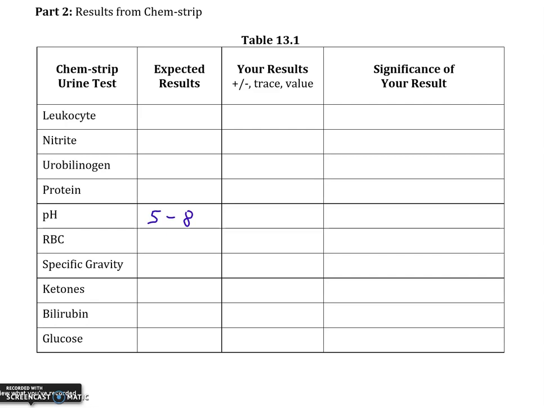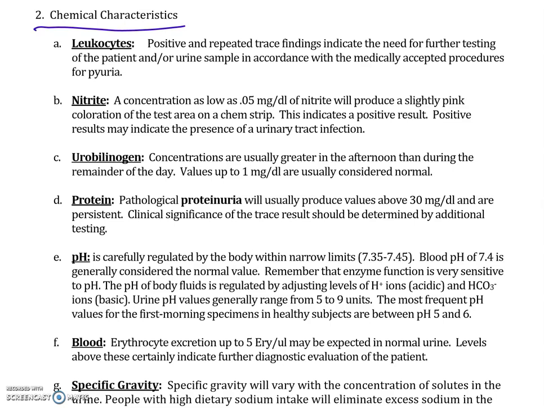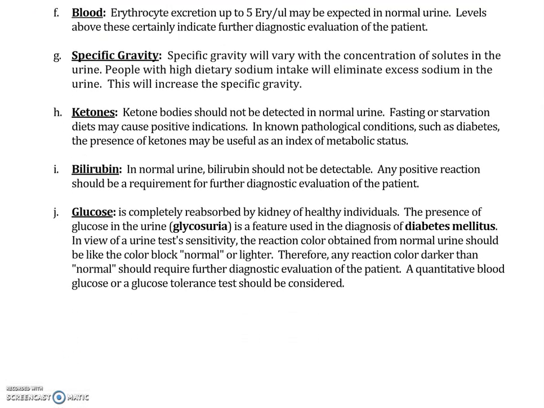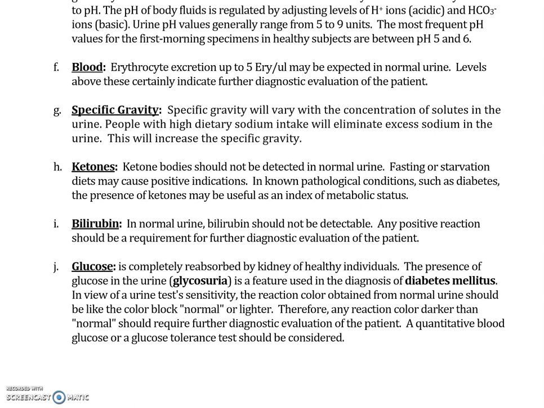Ketones should not be in appreciable amounts in your urine sample. Bilirubin should not be in your urine sample. Glucose should also not be found in your urine sample. If you want a reference, or you're not sure whether something is normal to be found in urine or not, you can always go back to this reference page right here about chemical characteristics. It will spell out and explain each of the items to you.